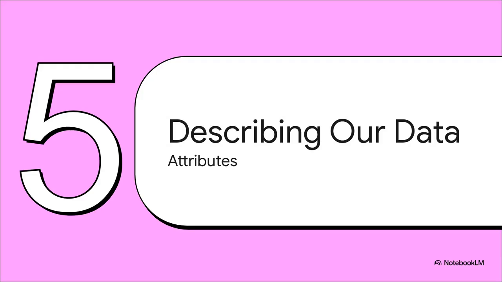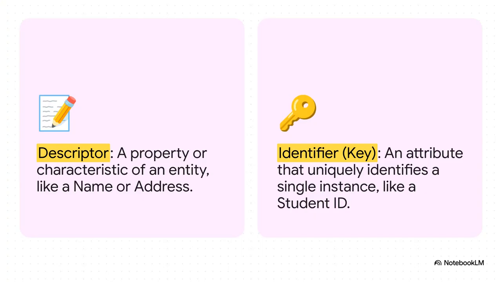All right, we have our things, and we have the rules for connecting them. Now, we just need to actually describe the things themselves. I mean, how do we store the information we care about, like a customer's name or a product's price? We do this using something called attributes. And there are 2 main flavors. Descriptor attributes are just characteristics, things like a name, an address, a color, a price. But the most important type, the absolute hero of the story, is the identifier, which is also called a key. This is a special attribute that guarantees every single item is 100% unique.